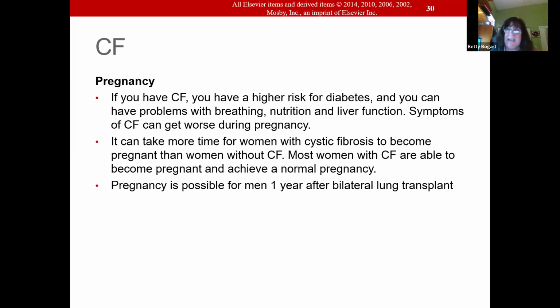Now, women can get pregnant. Yes, they're high risk, but they can get pregnant. Men, something to do with their vas deferens, gets mucus and it clogs, and they're unable to get a woman pregnant unless they do a bilateral lung transplant. And 1 year later, they can have children. So that's the big thing about pregnancy and cystic fibrosis.